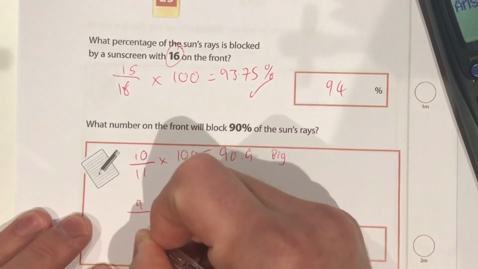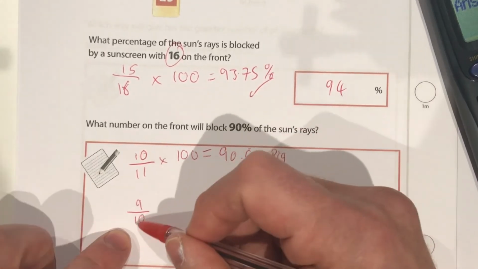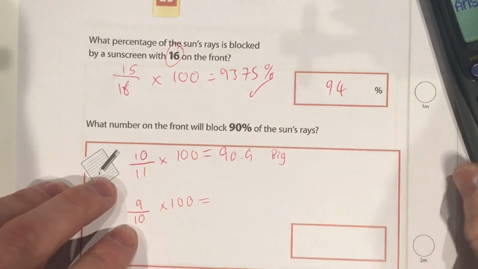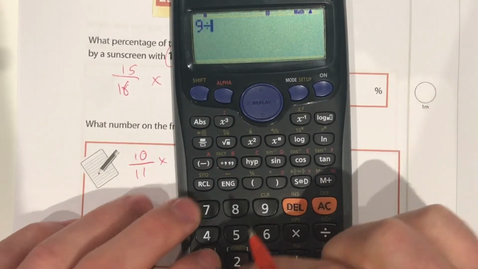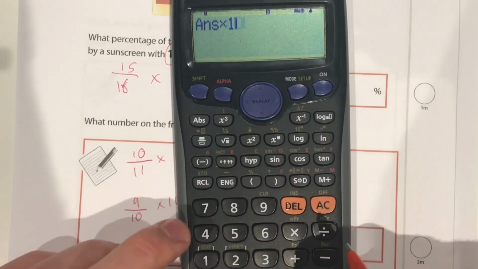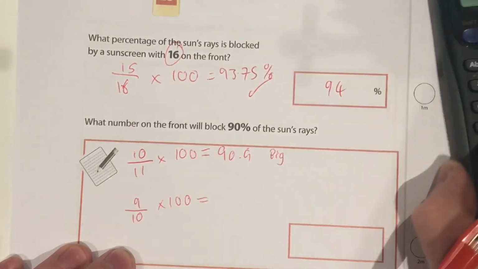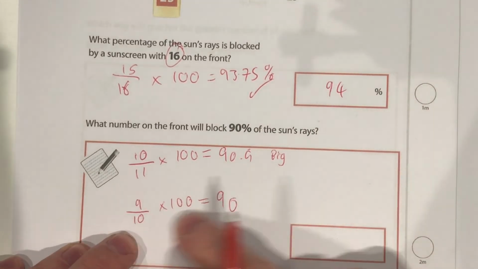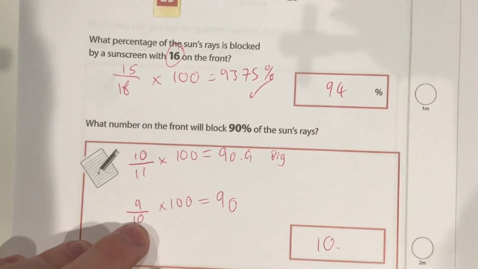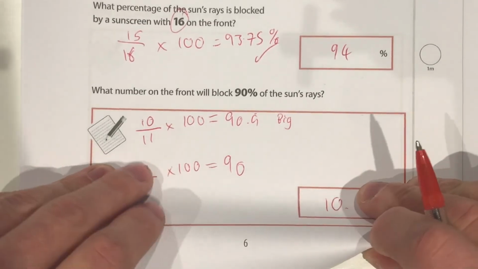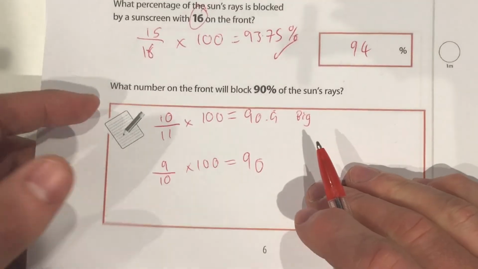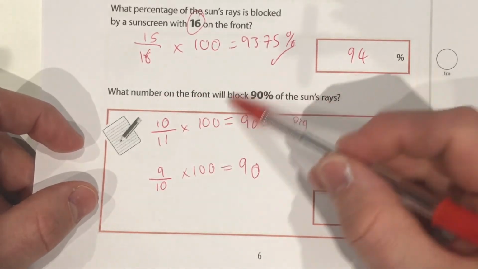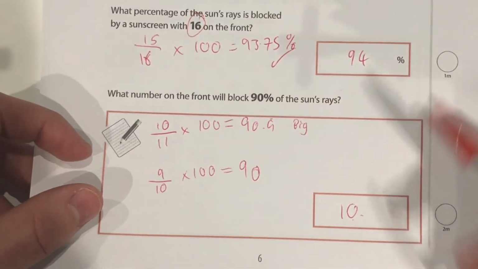So I'm now going to drop below to 9 and 10. Again, the number on the bottom is the one we're changing, 9 over 10, which should be 90 smack on, but let's double check on our calculator anyway. And that gives me 90 dead on. So what number would be on the front of the bottle? It would have to be the number 10. A bit of trial and error, but eventually you would get there with that. You could also try 9 on the bottom if you're unsure, but that will get you 90 smack on.